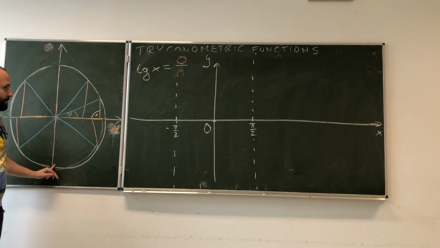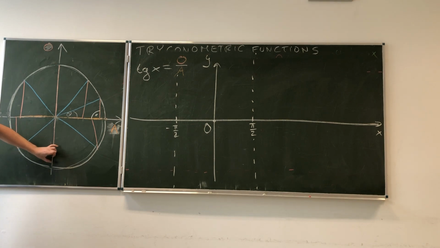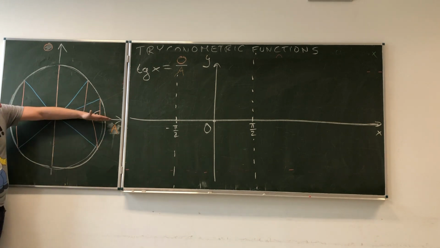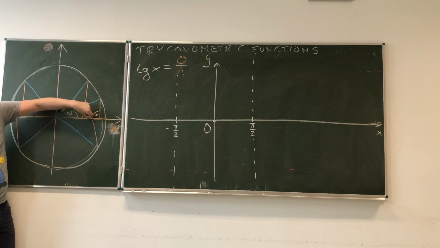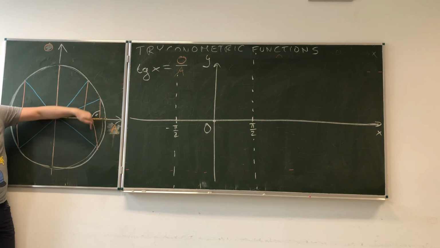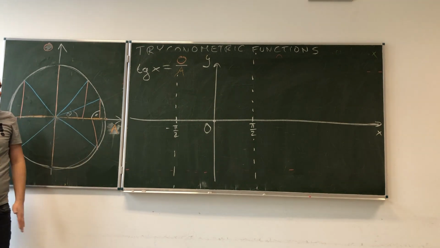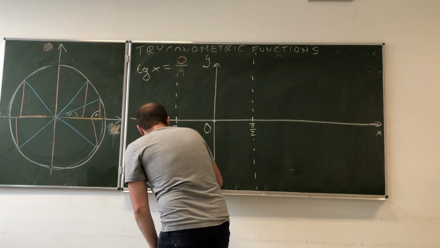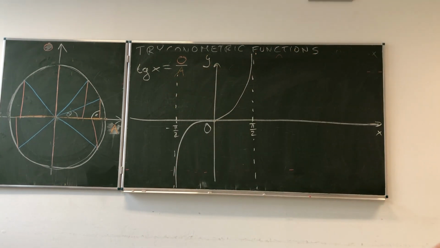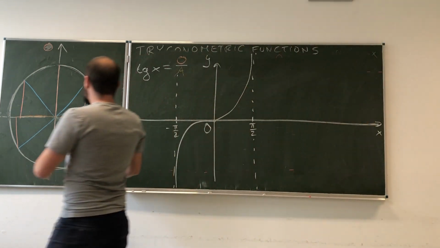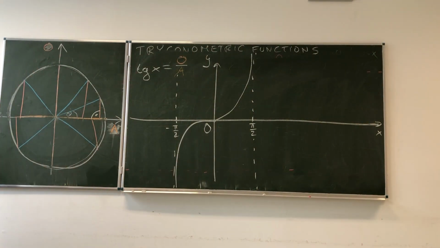And over here, if we would move over here, then we also see that the function would be declining, because over here adjacent is declining and opposite is increasing, the function will also be declining faster and faster. So the shape we are obtaining is over here.